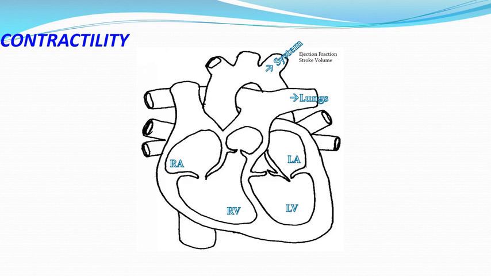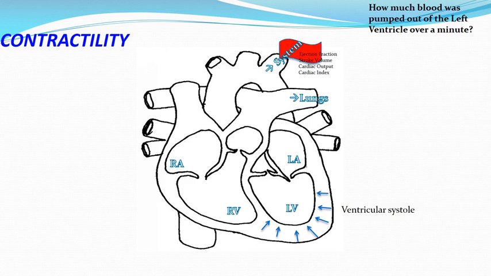So back to your heart drawing. Go ahead and label where we would measure cardiac output and cardiac index. Pause the slide and then restart it to check your answer. So here's your answer. Notice it's right next to your ejection fraction and stroke volume. We're using the same numbers from stroke volume to calculate cardiac output and cardiac index.